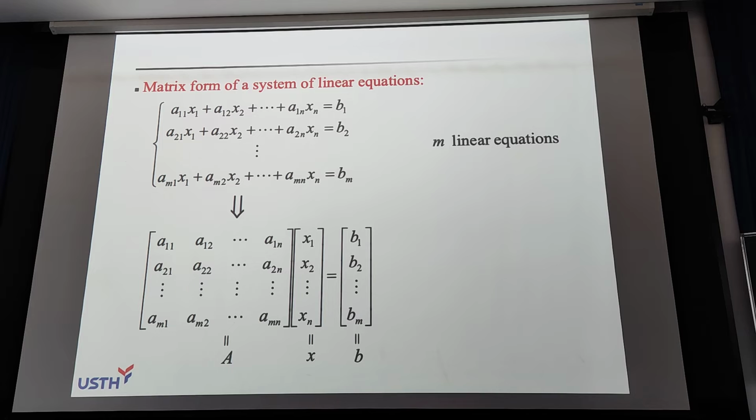And here, if we denote the coefficient matrix by A, the column of unknowns by X, and the right-hand side by B, then m linear equations now became only one single matrix equation. It is here: AX equals B. Now the equation has meaning behind it. The meaning is that we take two matrices, we multiply them together, and we get the column matrix of the right-hand side B here.